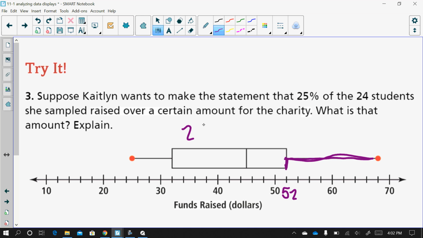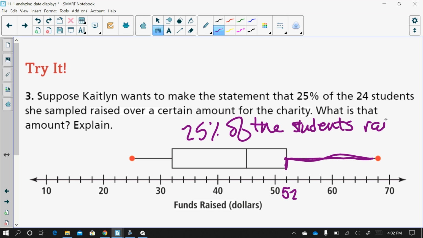So we could say 25% of the students raised over $52. Okay, that'd be how you could solve that.